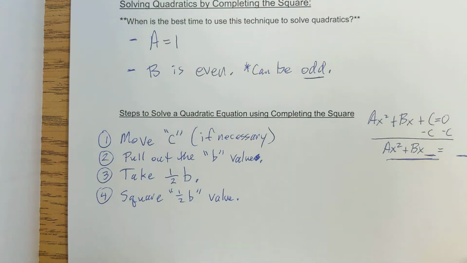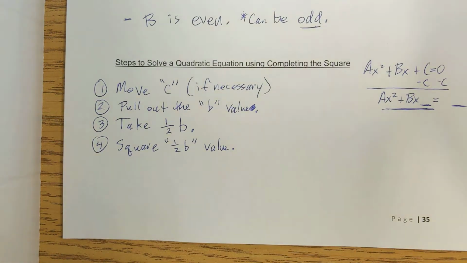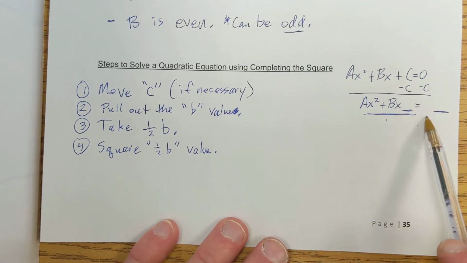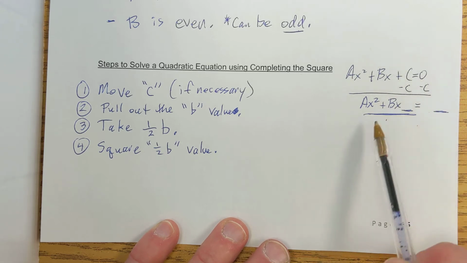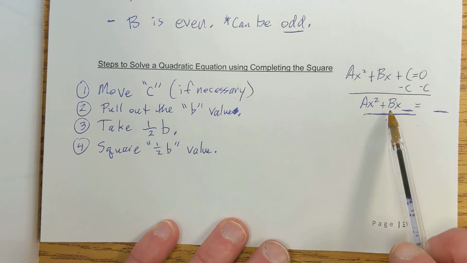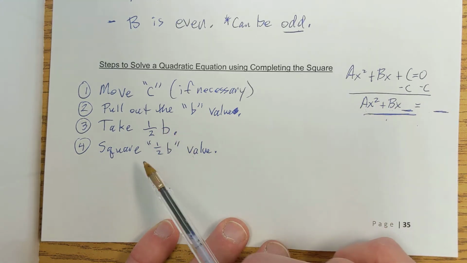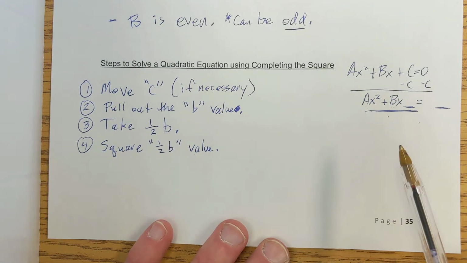This is several steps, obviously, as we get going. But the main thing is we want to get it in this form where we move the c over, so it's not over here. We want a and b on the same side. Find b, take half, and then square it. Those are our main things we're going to do.